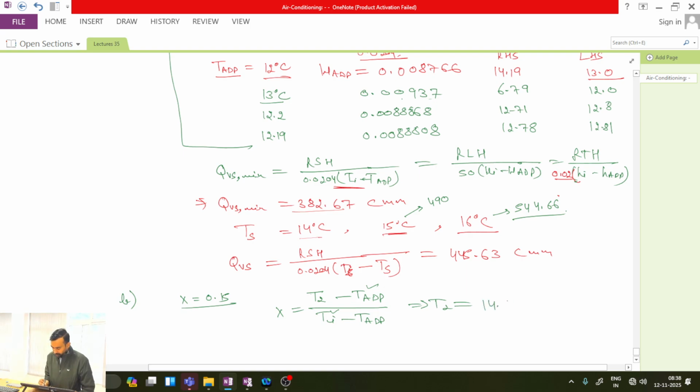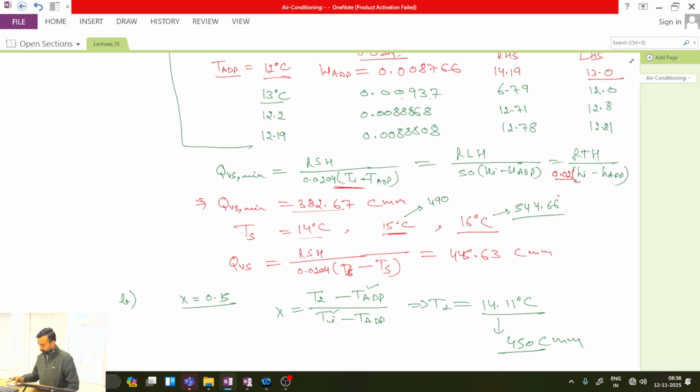How much is T2? The supply state temperature comes out to be 14.11 degrees Celsius. Now what do I need to do? Calculate the volume flow rate. How can I calculate it? It will be close to 450, same as here. Okay, is this point clear? First part is done. Is anyone having any doubt about this problem on the simple air conditioning system? All are fine with this problem?